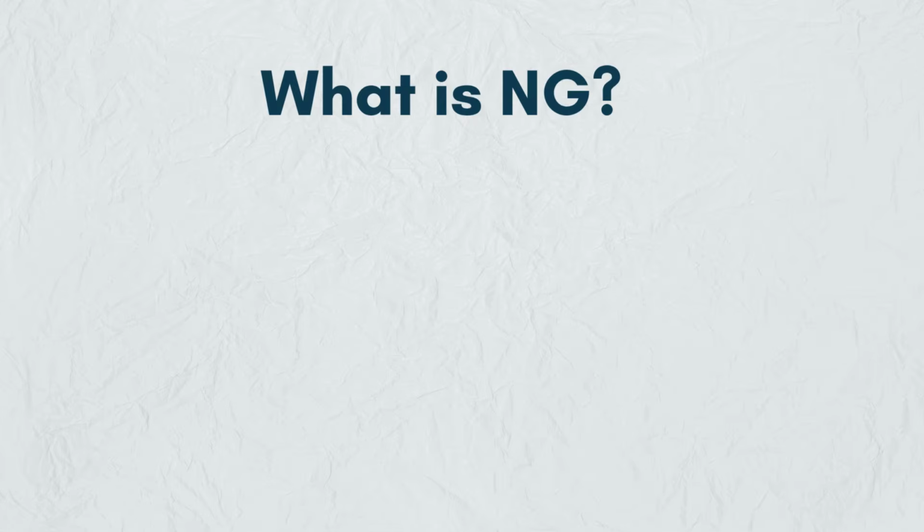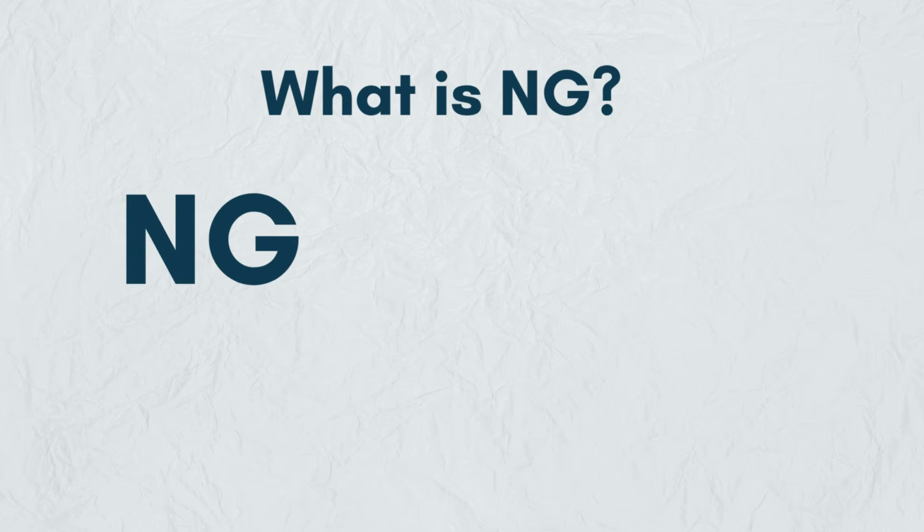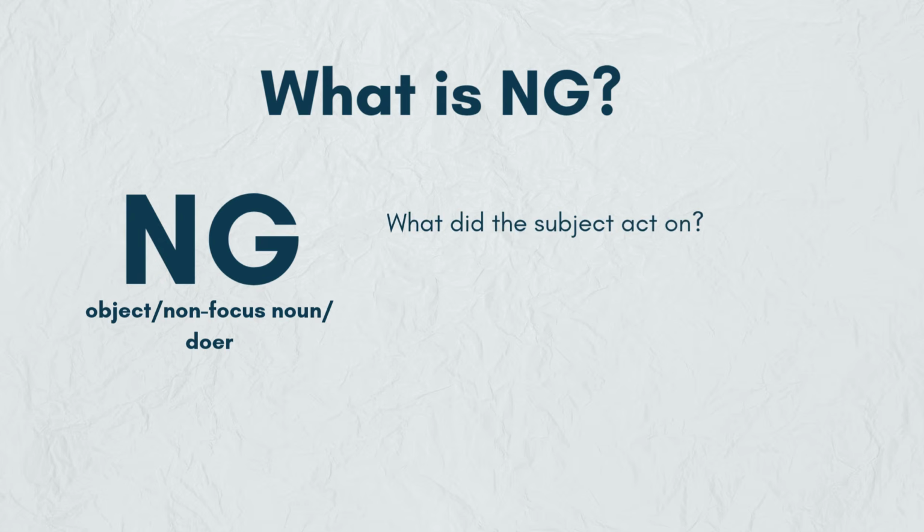Let's start with the basics. Nang is a marker in Tagalog. But unlike ang, which marks the subject or focus of the sentence, nang marks the non-focused noun, usually the object of the verb, or the doer in a passive sentence. It answers questions like, what did the subject act on? Or, who did something?